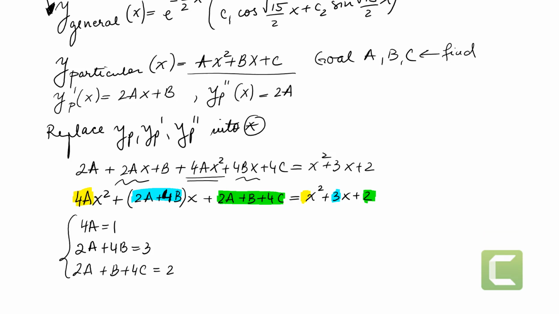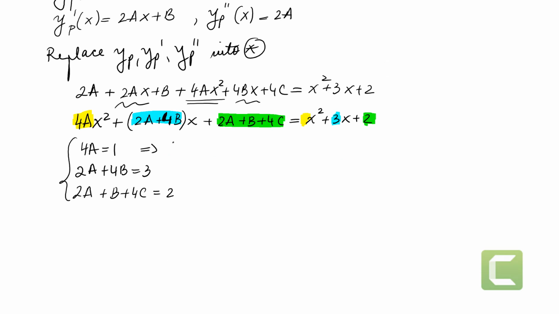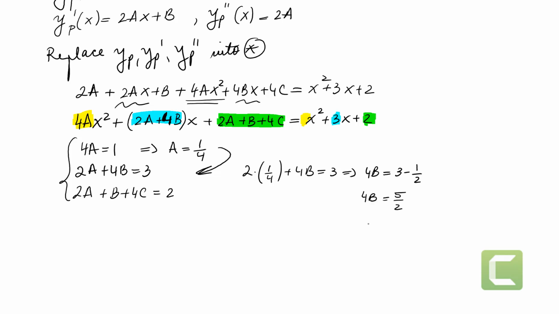So this is a system of equations, it's not a complicated one. So a is 1/4, and I'm going to substitute in the second one. So 2 times 1/4 plus 4b equals 3. So we get 4b equals 3 minus 1/2. So 4b equals 5 over 2, or b equals 5 over 8. So we found b, and we found a, a equals 1/4.